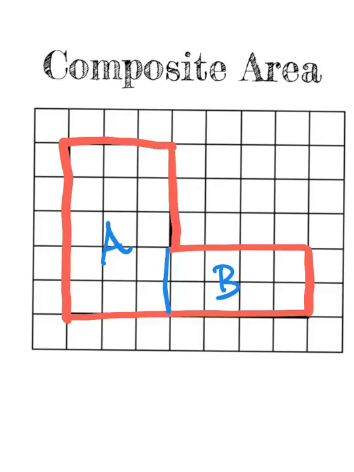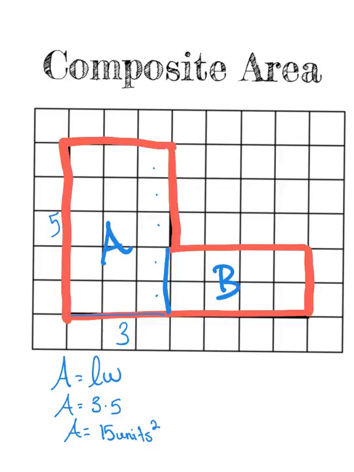So if I wanted to find rectangle A, I would need to do area equals length times width. So my length would be 3, area equals 3 times my width, which would be 1, 2, 3, 4, 5, times 5. So my area for A is 15 units squared. But we're not done. We still have to go back and find B.